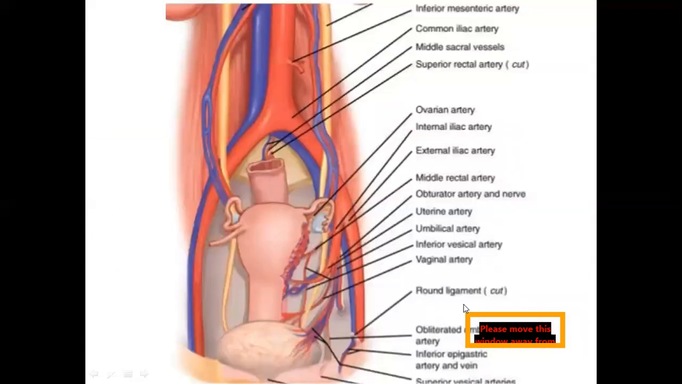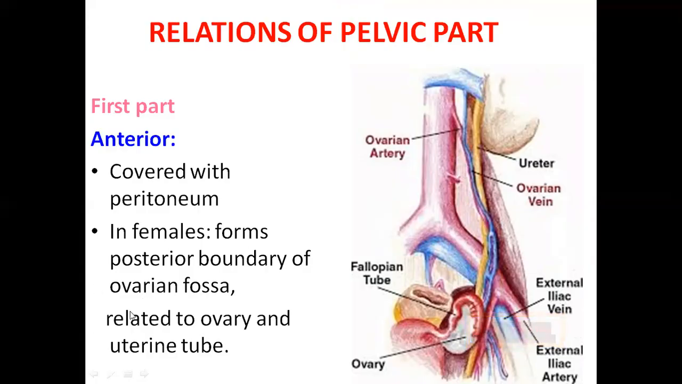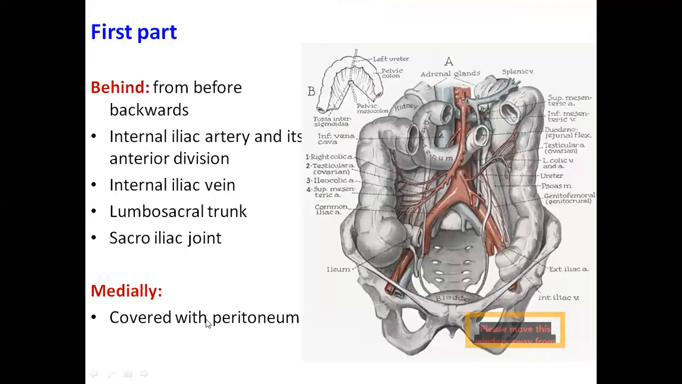This is the ovary and this is the uterine tube. Anteriorly, it is related to these structures. You can see this is the ureter, this is the uterus, fallopian tube, and white in color is the ovary. So you can see anteriorly, it's very much clear, it is related to the fallopian tube and also to the ovary. Now, the first part of the pelvic part, behind from before backwards, is related to the internal iliac artery and its anterior division. Correspondingly, we will have the internal iliac vein, lumbosacral trunk, sacroiliac joint.